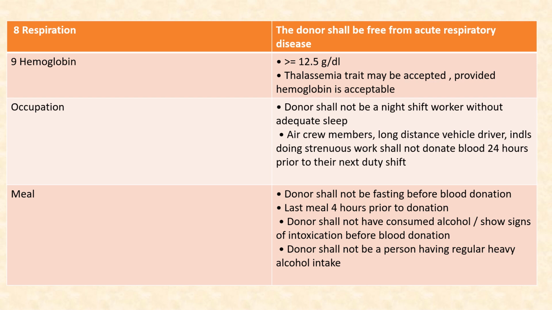Then respiration: the donor shall be free from acute respiratory disease. Hemoglobin should be more than 12.5 gram per dL. Thalassemia trait may be accepted provided the hemoglobin is in the acceptable range.